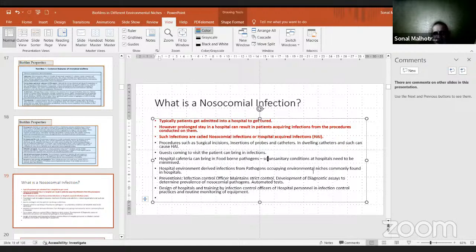Hospital environment derived infections come from pathogens occupying environmental niches. This is the crux of the topic here, commonly found in hospitals. So, what are these areas that we are talking about? We'll discuss some of those today by going through the entire set of series.